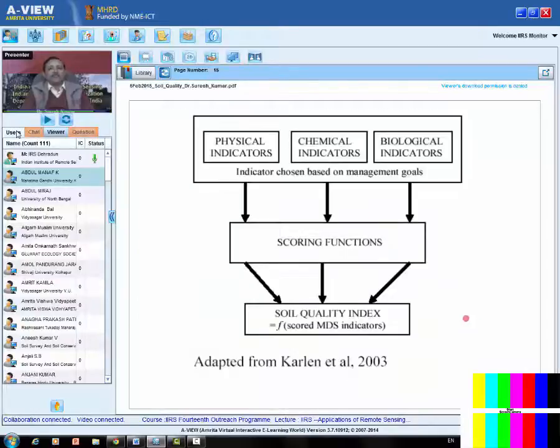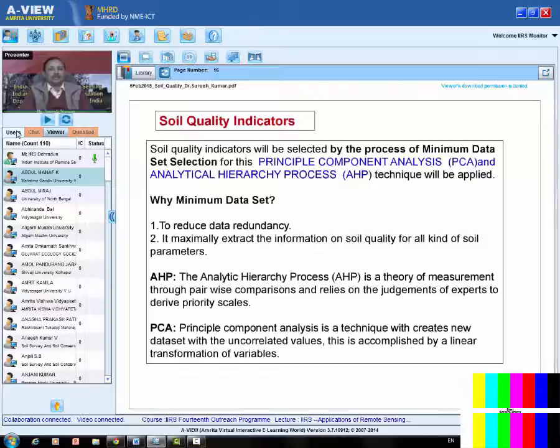Once you measure the soil characteristics, for example, physical, chemical and biological characteristics, selected based on your management goal, you have collected the soil samples and you have measured these characteristics. Then we need to compile that information, to assess the soil quality. In general, the most commonly used formula is given by Carlin in 2003, that is the scoring function. You can measure the soil quality index. How to calculate the soil quality index?